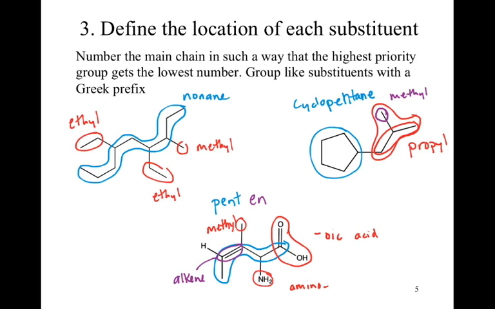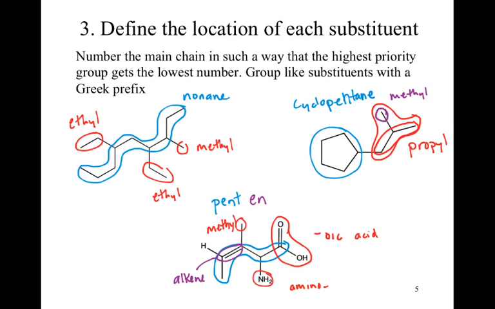We now need to define the location of each substituent. So we'll number our chain in such a way that the highest priority group gets the lowest number. Okay, we'll also start to group like substituents with a Greek prefix. So if we start with our upper left structure, I need to now start specifying the location for each of these. So it's now going to be deciding, how do I number?